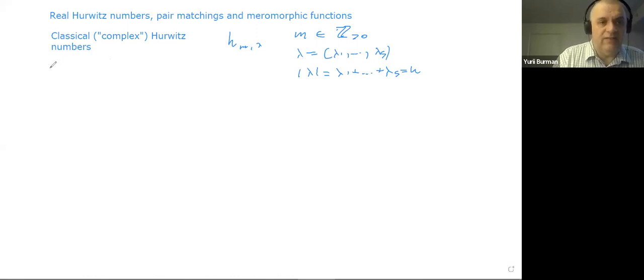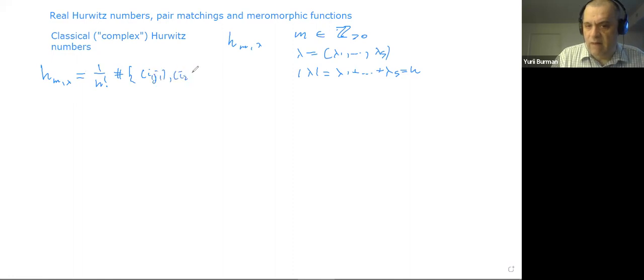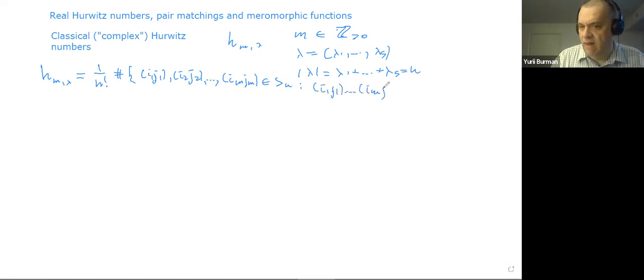The first definition is the following. The classical Hurwitz number, I mean classical Hurwitz number, my real extension I will describe later, is up to a factorial the number of sequences of transpositions of length m, that's the same m as in the index, in the group S_n, such that the product has cyclic type lambda.